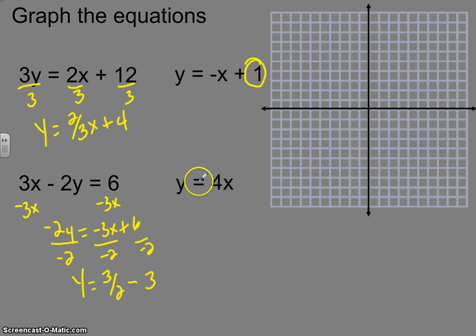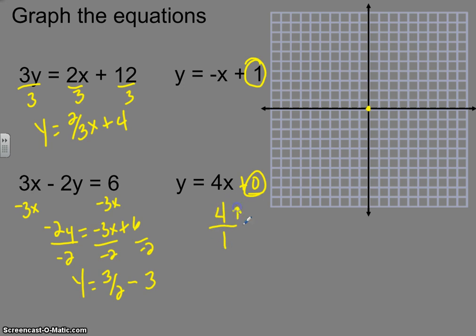Next one, 4x. This is already solved for y. Now we don't have a b, a y-intercept, over here. We have to think of that as 0. Okay, if I don't have a y-intercept, it's 0. The slope is 4. We can think of 4 as 4/1.